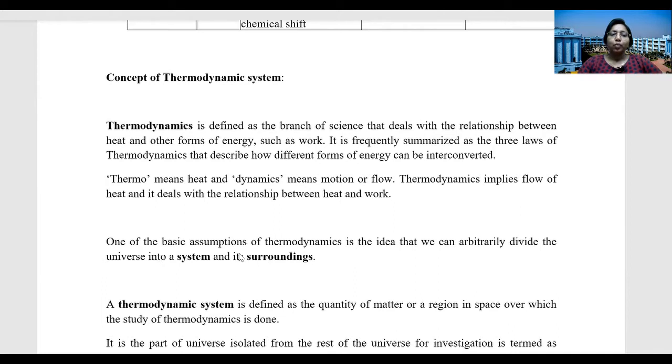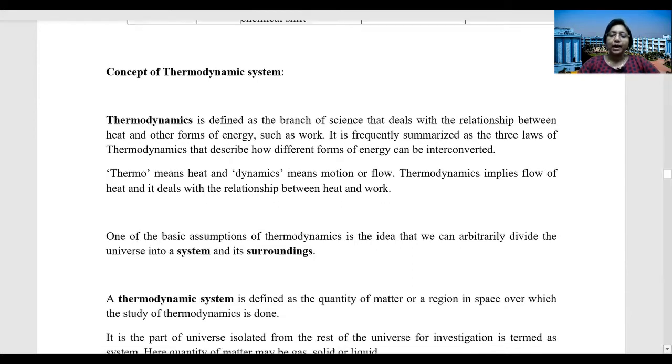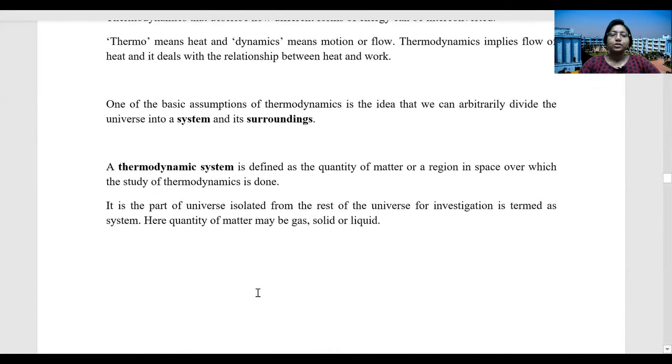One of the basic assumptions of thermodynamics is the idea that we can arbitrarily divide the universe into a system and its surroundings. So what is a thermodynamic system? It is a part of the universe. A thermodynamic system is a part of the universe isolated from the rest of the universe for investigation.